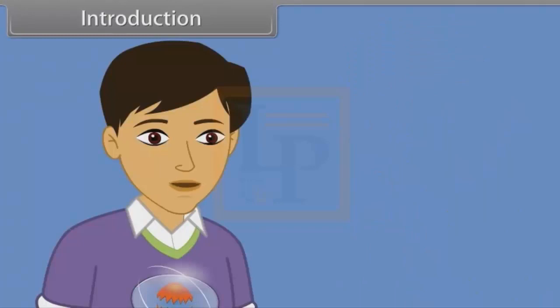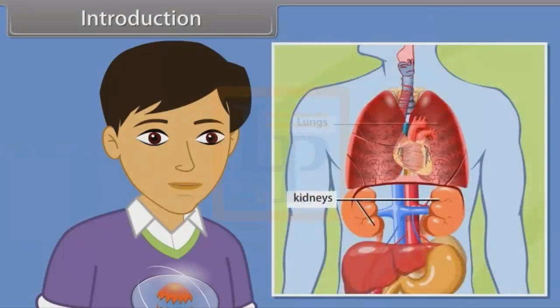This happens because of the presence of sweat glands just below the skin. With the help of sweat glands, we excrete water from the body. You know that the major excretory organs of our body are kidneys, lungs, liver and skin.